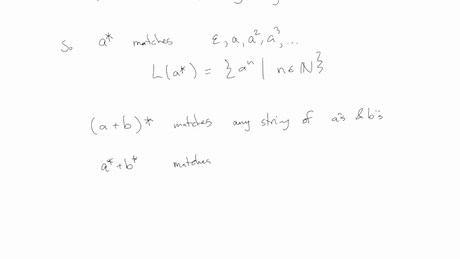So this matches anything like A to the N or B to the N. And those are different, all right? You might wonder if there's a distributive property for the star and the plus. The answer is no, they're not equal. One is a subset of the other, but they're not equal.